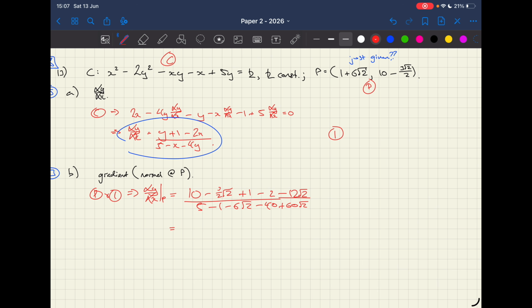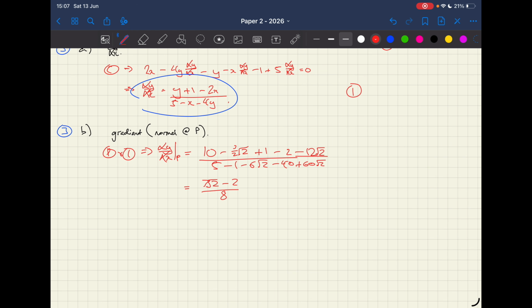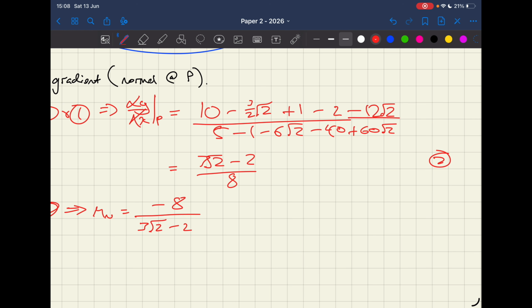What do we get? We get 3 root 2 minus 2, all over 8. So if we want to find, therefore, the normal gradient, we need to take this fact, which is 2. So 2 is going to imply that the gradient of the normal will be negative 8 on 3 root 2 minus 2. But we want to leave that in, I think they specified the form, not having the rationalized denominator. So if we times by 3 root 2 plus 2, same on the bottom, 3 root 2 plus 2.